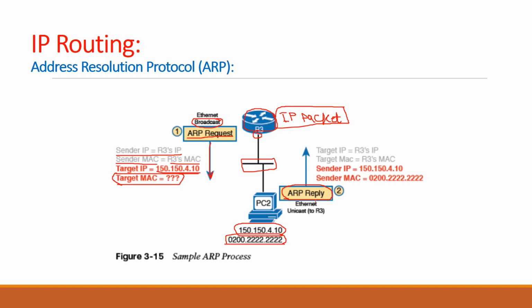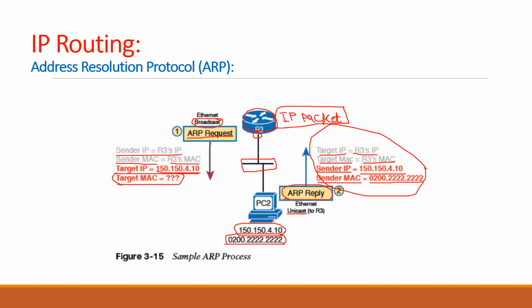And this ARP reply is unicast. Why? Because the information is complete. The target IP is R3's IP address. The target MAC is R3's MAC address, this interface. The sender IP is PC2's IP address. The sender MAC is PC2's MAC address. So this frame is a unicast ARP reply.